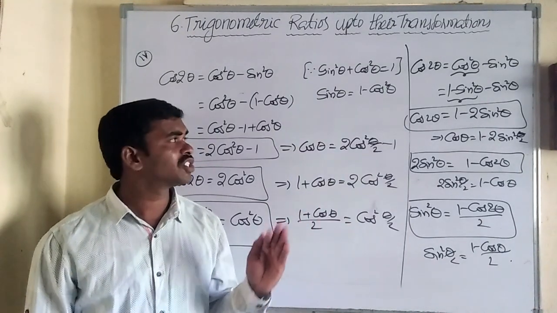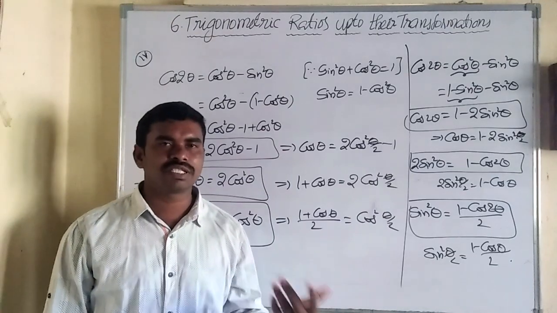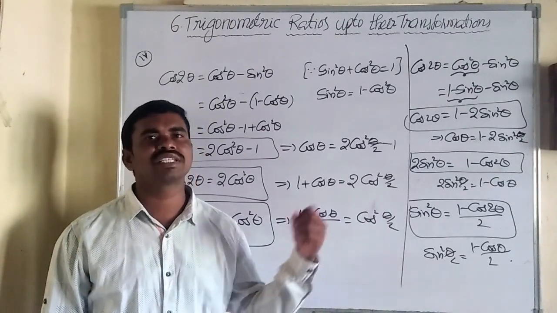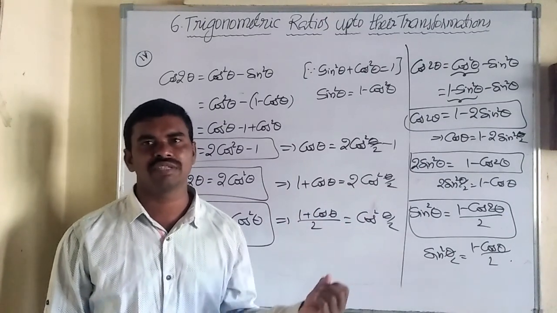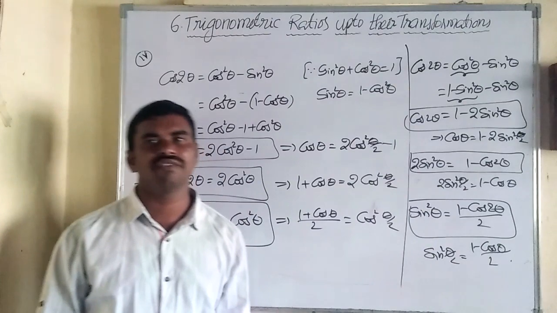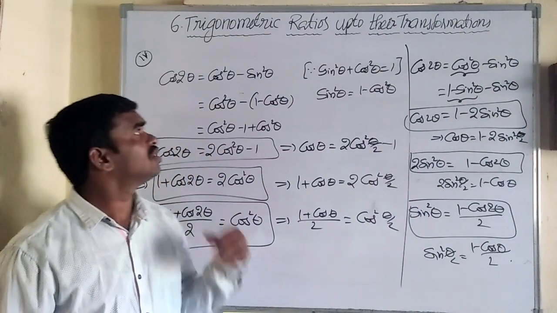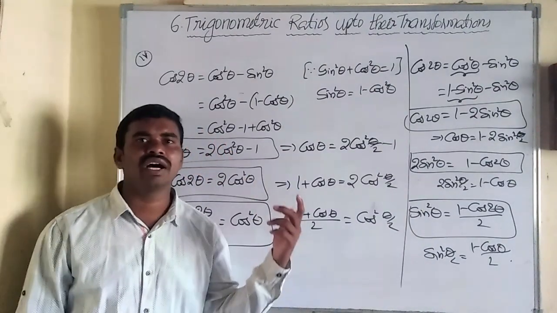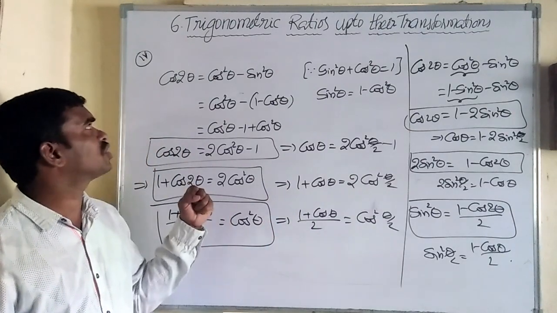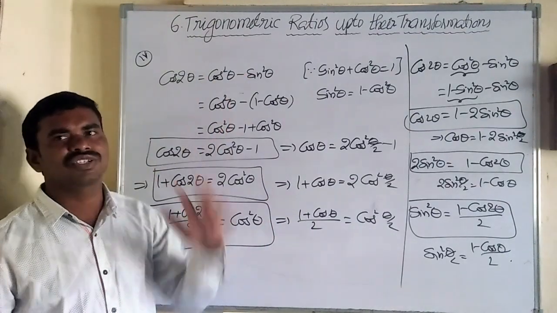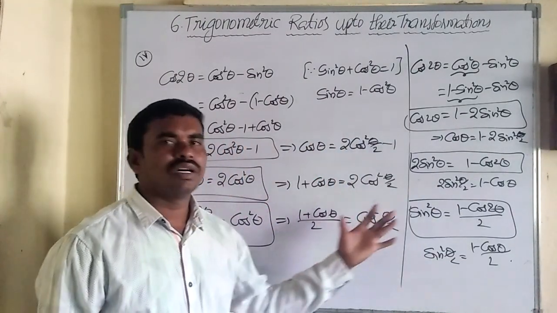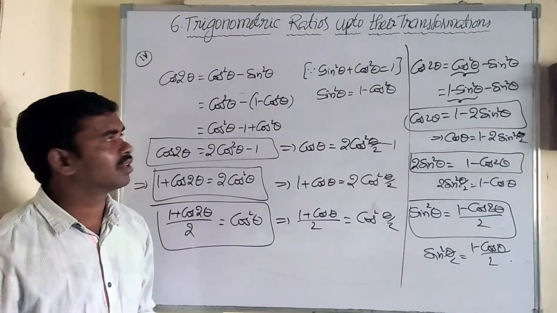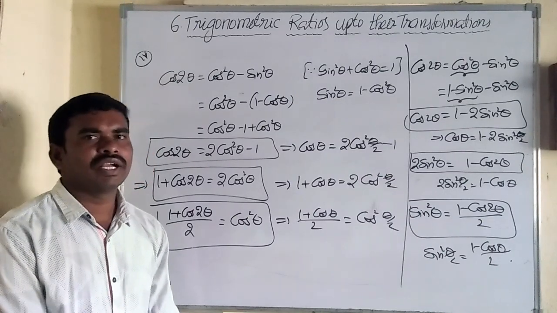Third thing is the sin of a plus b formula: sin a cos b plus cos a sin b. Sin of a minus b formula. Cos of a plus b formula. Cos of a minus b formula. Tan of a plus b. Tan of a minus b. These are enough. Next, the sin 2 theta formula: 2 sin theta cos theta. Next, the cos 2 theta formula: cos square theta minus sin square theta. Whatever these formulas mean, remember them, and then we can enter into the problems.